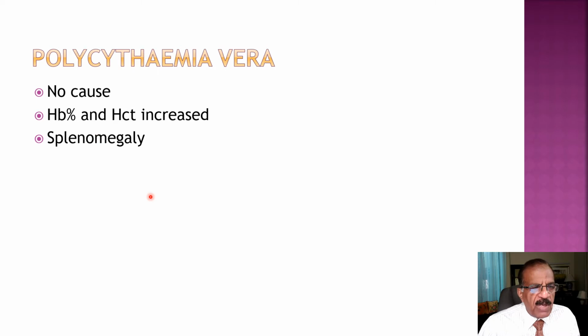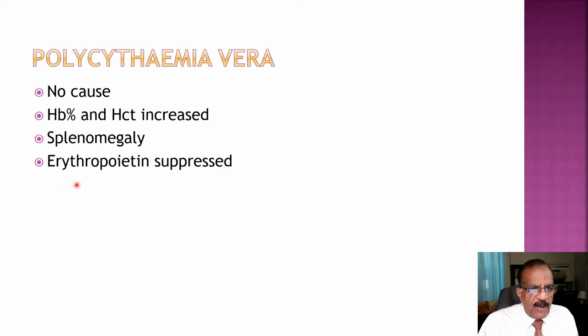Then in some cases there may be splenomegaly. In secondary polycythemia, whether it is due to lung disease or primary heart disease, the chances of splenomegaly are very little unless the patient has endocarditis. So splenomegaly, whether it is a clinical finding or detected on ultrasound or some other imaging technique, in a patient with increased HB and hematocrit would very strongly suggest the possibility of polycythemia vera.